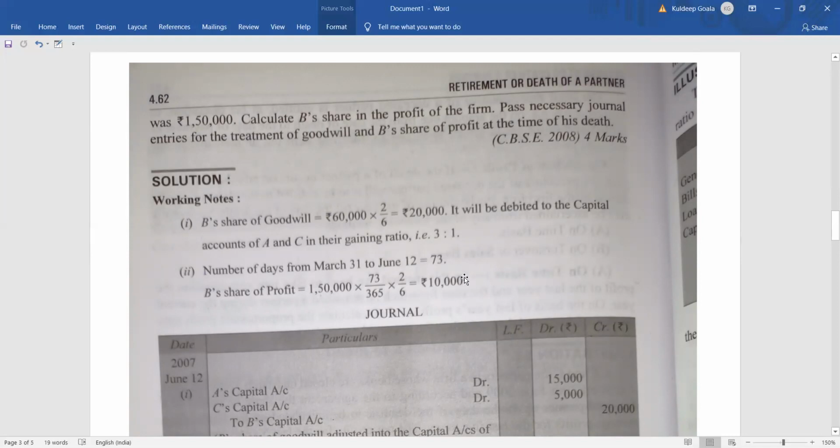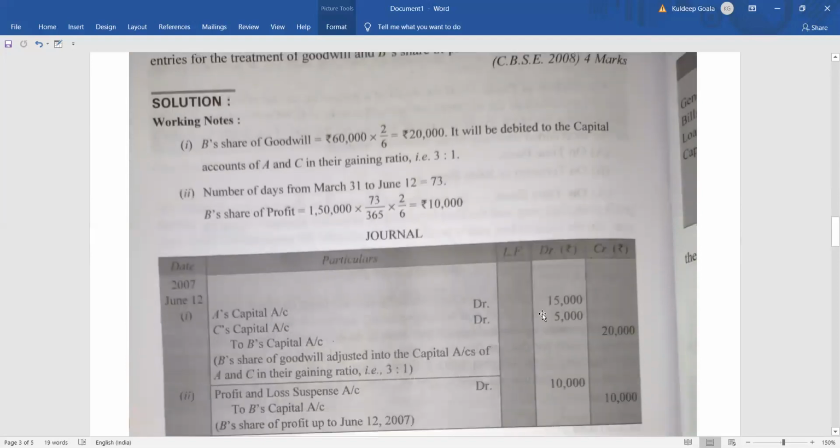Now let's give the entry for goodwill first. In case of goodwill, what will be the entry? A's capital account debit, C's capital account debit to B's capital account. In the ratio 3:1, 20,000 will be given, that is 15,000 and 5,000. So A's capital account debit 15,000, C's capital account debit 5,000 to B's capital account 20,000. Being B's share of goodwill transferred to B's account.